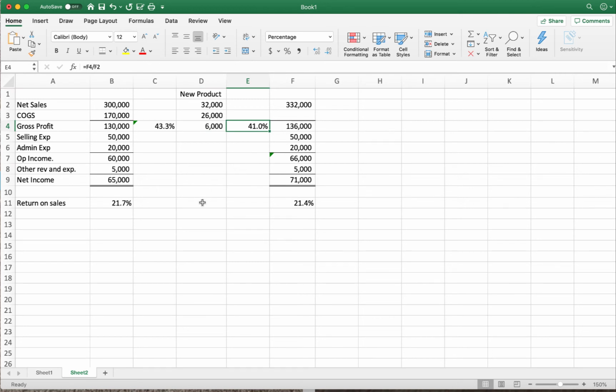So, as we can see, based on the old scenario, gross profit percentage decreased by 2.3%, right? Look at our return on sales. It also dropped. It was 21.7. Now it's 21.4. So what should we advise Ashley? You should not add this new product. Why? Because your gross profit percentage has dropped. Your return on sales has dropped. Probably not a good investment. Okay? And that, my friends, is your answer for number 5.